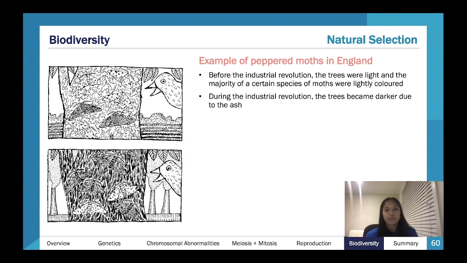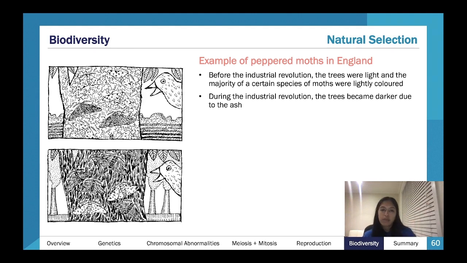So now it's reversed, right? The black moths are camouflaging in really nicely. The birds struggle to see them. Whereas these white moths, which used to be at an advantage, they're sticking out, and they're really obvious to see. So these birds are obviously going to eat them all up, and their numbers are going to dwindle, while the black moths' numbers are going to increase.